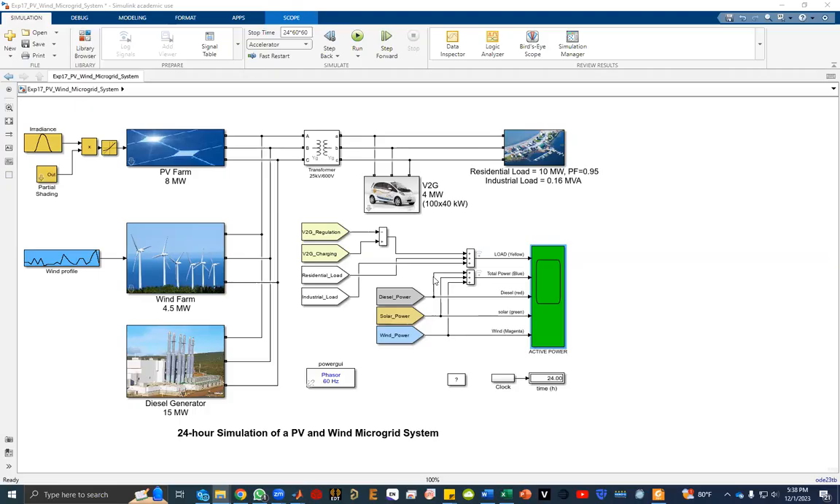So I'll give you these 3 files, and the report doesn't need to be very big. It can be 2 or 3 pages long. You don't need to write too much. All you need to do is run the simulation and give me the results. That's it.